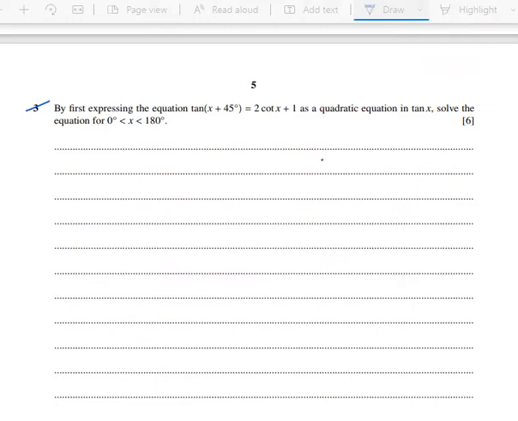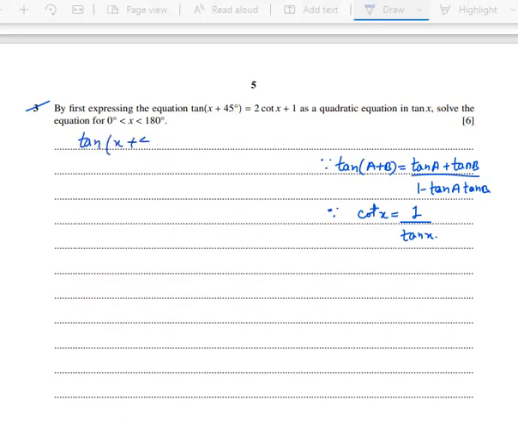We'll be using trigonometric identities, that is tan of a plus b. Tan of a plus b is tan a plus tan b, whole thing divided by 1 minus tan a tan b. Okay. Then we'll be using the fact that cot x can be written as the reciprocal of tan x. Okay. So now let me copy the question. It says tan of x plus 45 degrees is equal to 2 cot x plus 1.